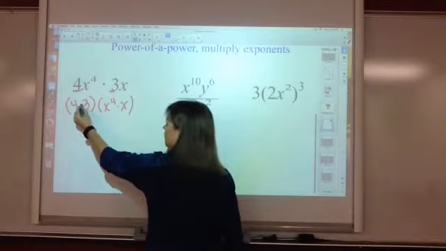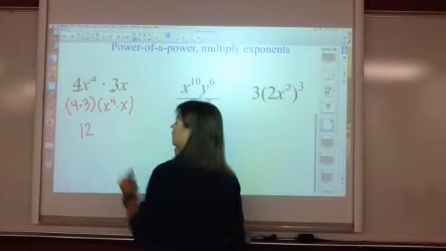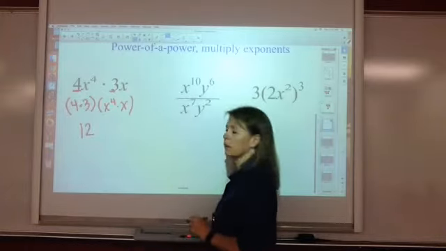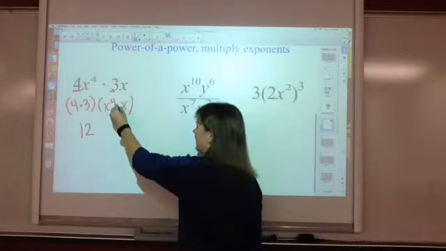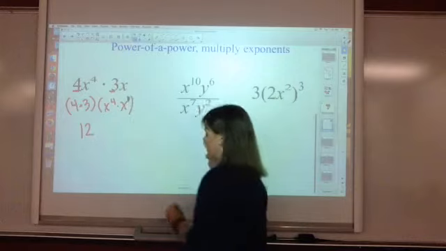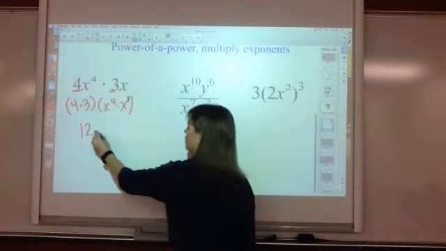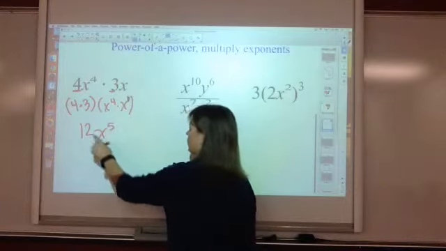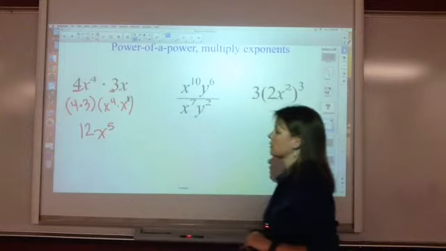This is multiplying integers. 12 is the answer to 4 times 3. When multiplying, add exponents. You have 4 there, but you have 1 right there that you would never write down, which means you have 5 exponents. 12x to the 5th is your answer.